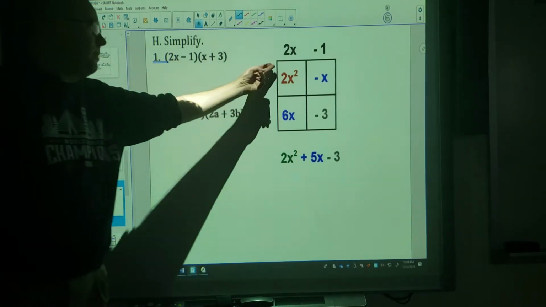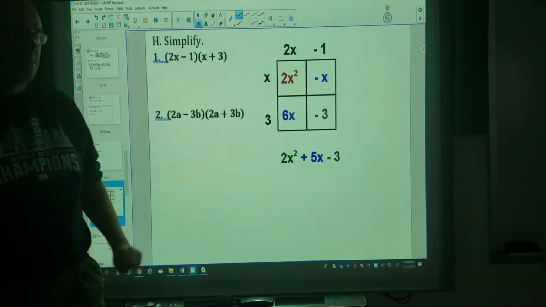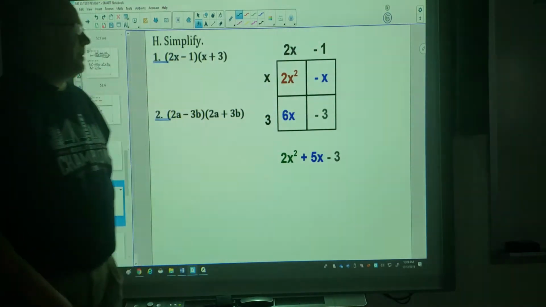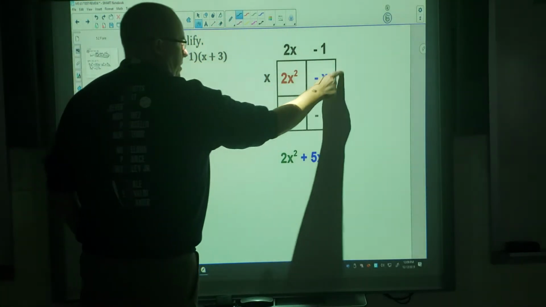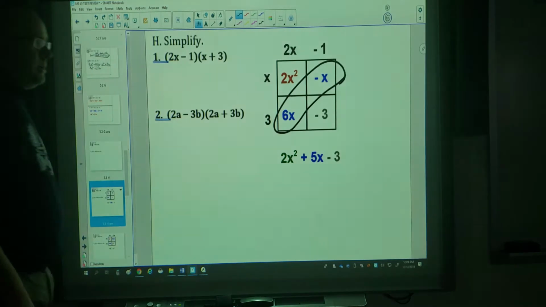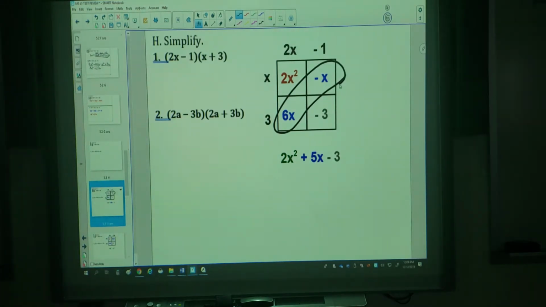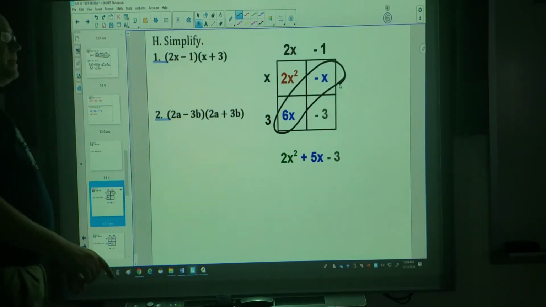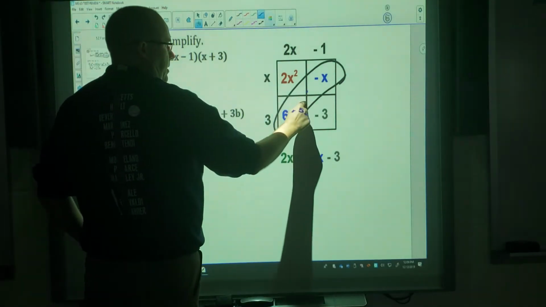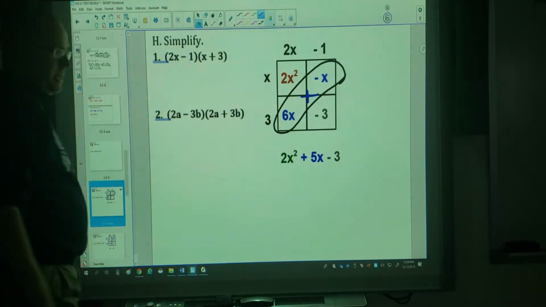Remembering we always have an x squared in the top corner, we have a number in the bottom corner, and this diagonal here should have terms that you can actually combine. I always like you to put the loop in here just to remind yourself you're not finished with the question once you fill in the grid. There's something else you've still got to do. I also like it because it reminds you that you're finished with multiplication now.